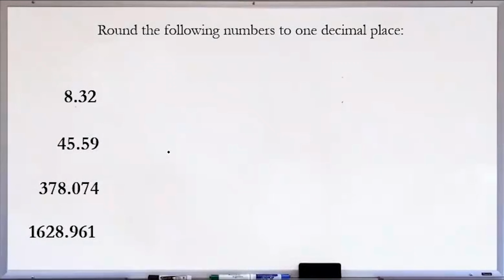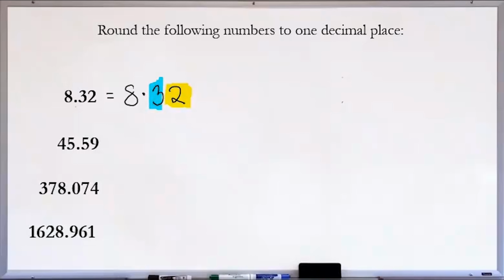Round the following numbers to one decimal place. One decimal place means that after the decimal point, we want only one number. Every other number's got to go. So we have 8.32. That means this has got to go. We don't want this. We only want one number after the decimal point. All we want is this. Every other number after it must go.